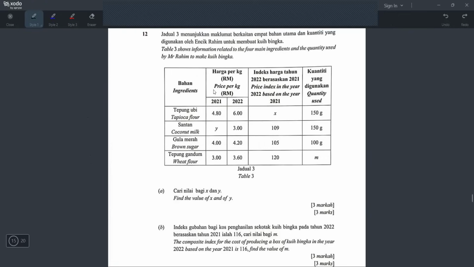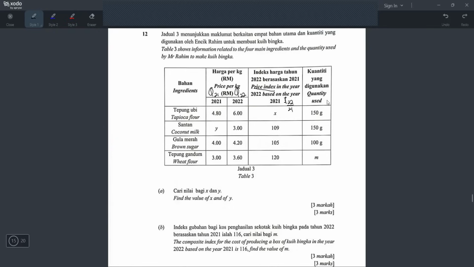Okay, price per kg. So this is Q21. Price we the symbol we use here is Q. So this one is Q22, right? Price we always use Q. Or maybe some student want to use P, can also. Okay, this one is price index in the year 2022 based on 2021. So price index. So this is the I lah. And for what year? 2022 based on 2021. So 2022 atas, all right? The newer year have to be atas, all right?